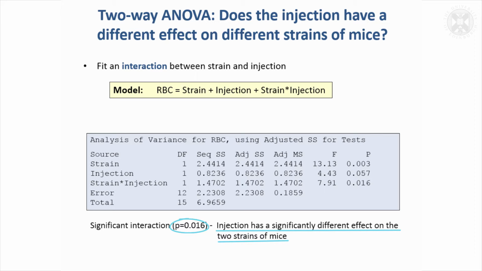Although on average over the 2 strains the injection effect wasn't significant, we are finding that we've got enough evidence to say that the effect size was different between the 2 strains of mice. And we'll want to go on and find out which strain there was a bigger difference for and whether that was actually significant.